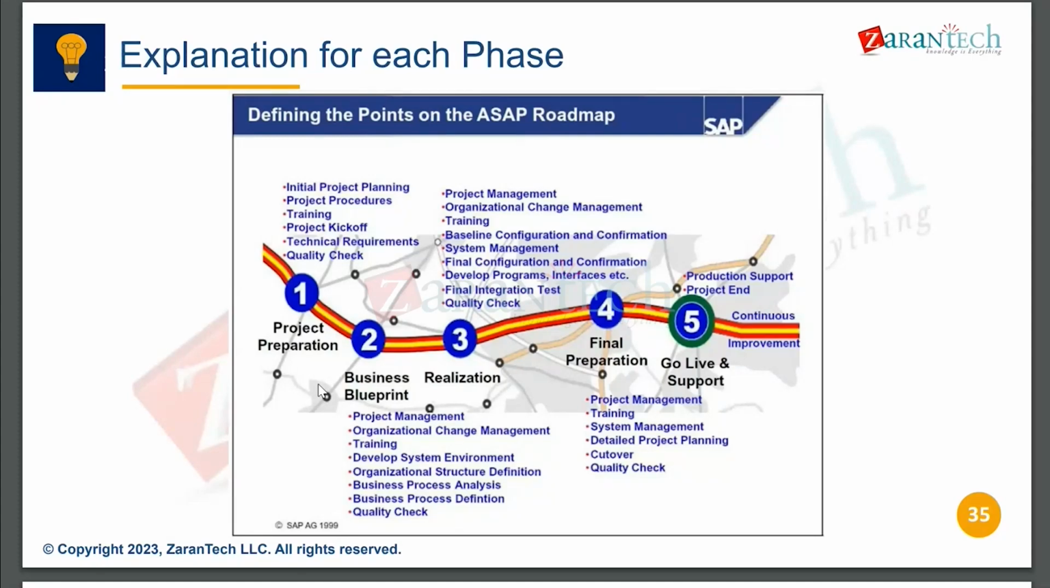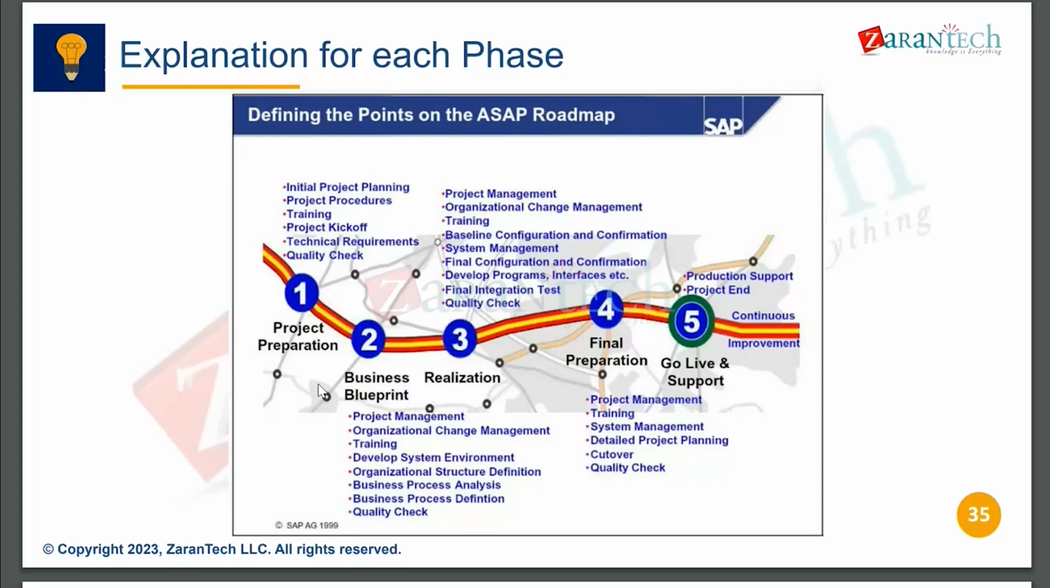Technical requirements means what hardware is required, what software is required to support this process, and any quality-relevant checks required to implement, because if it's a validated system, we need to complete the quality-relevant activities also, means validation-relevant activities, for that particular organization to proceed with the project kickoff. So that kind of activity will be done in project preparation. Business blueprint.